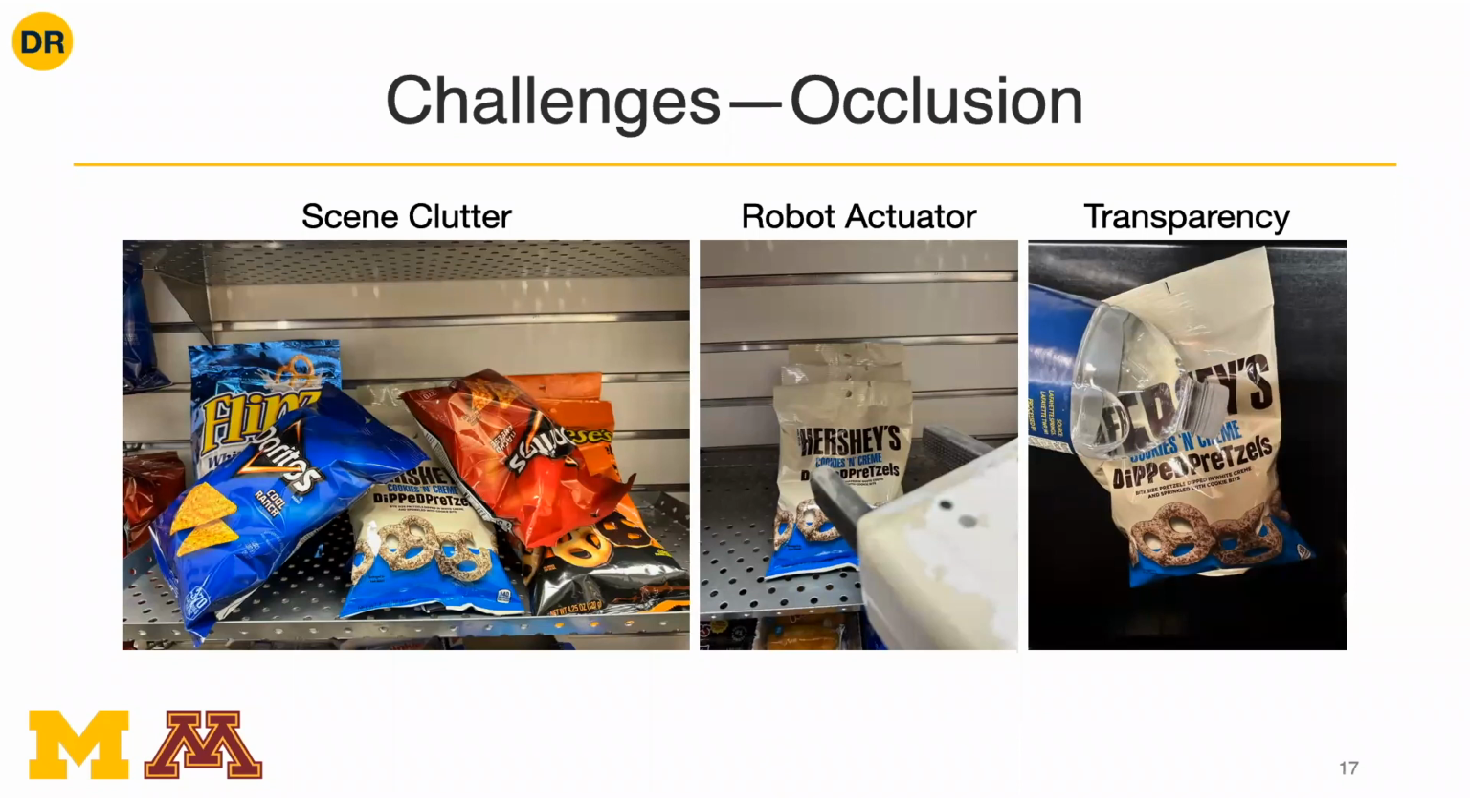So if you see clutter, or the occlusion can also happen because of the robot actuator. It could be other objects that have some sort of transparencies, which gives you different data than what you expect out of the appearance of the object. So these are some of the challenges in the specific case of occlusions.